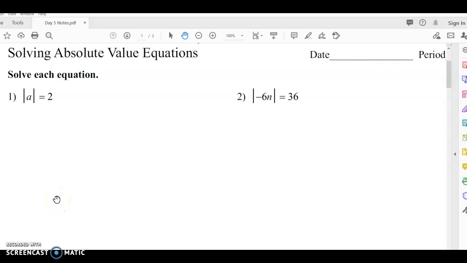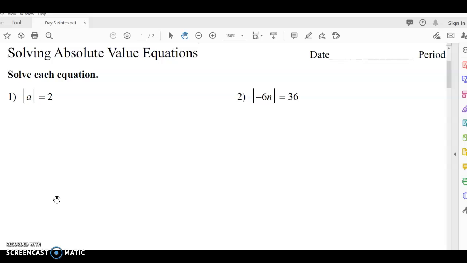All right, this is lesson chapter 3 still, but it's the second part of chapter 3. This is the day 5 notes. We're headed to solving absolute value inequalities, but first we have to learn about absolute value equations. So this lesson is about absolute value equations.